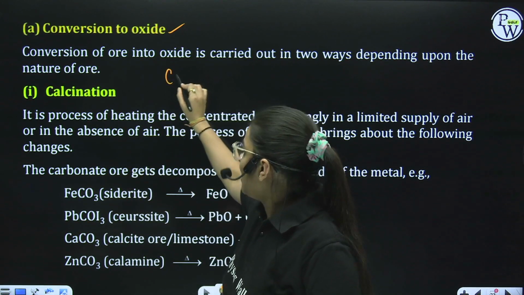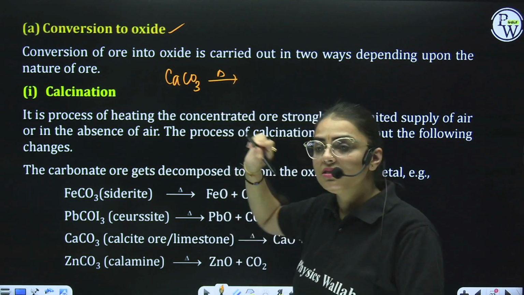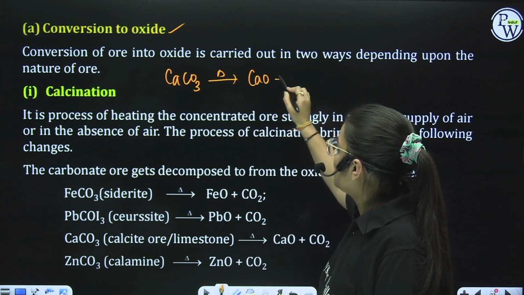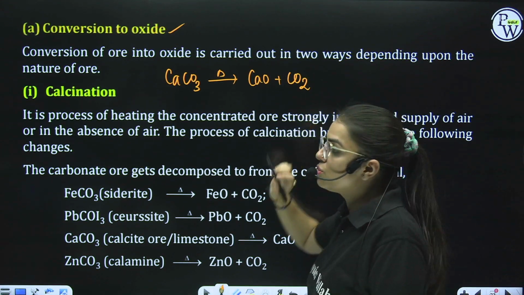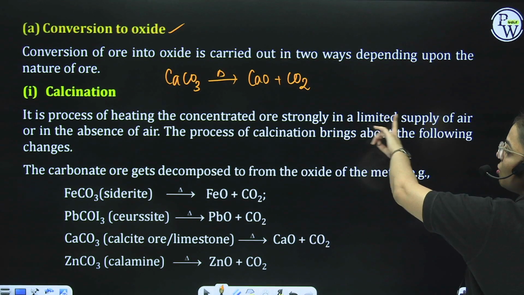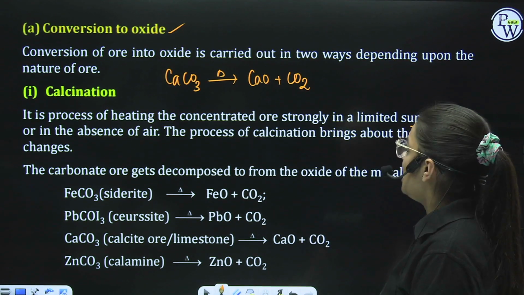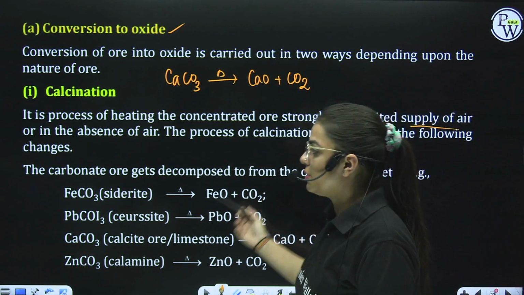Let us say if we have CaCO3, you're going to heat it, students. You are going to obtain CaO, and CO2 will be liberated out. So this is the calcination process, no requirement of air, in the absence of air. This is the process of heating concentrated ore strongly in the limited supply of air or in the absence of air. The process of calcination brings about the following changes.